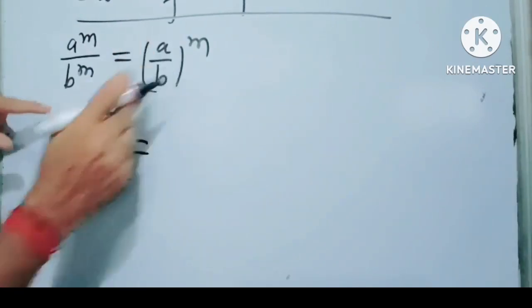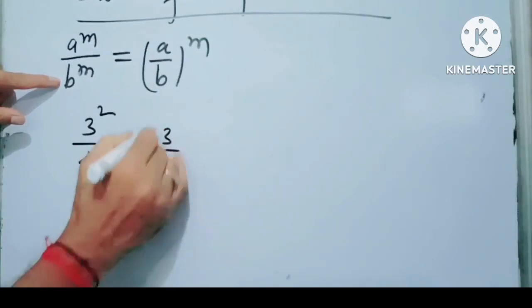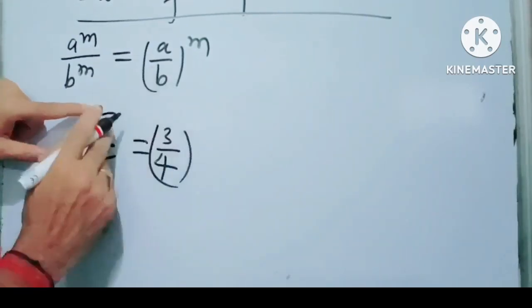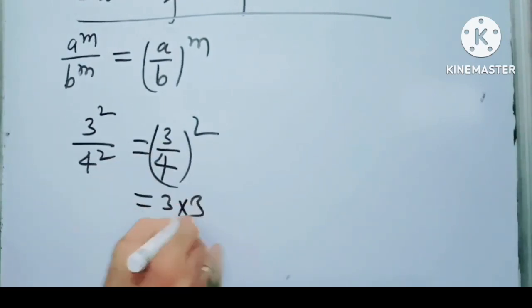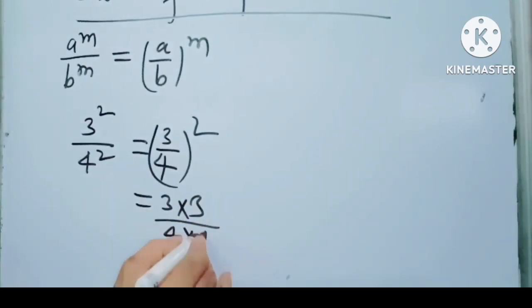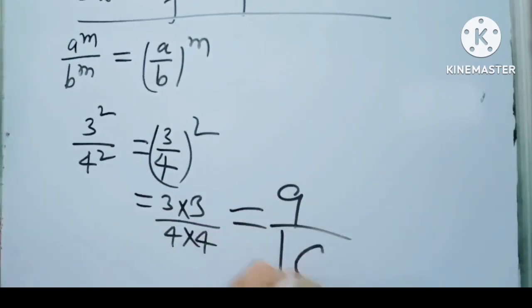Now here a by b, a is what? 3 and b is 4. So a by b equal to 3 by 4. And the power is 2. So 3 is 2 times, 3 multiply 3, and 4 is how many times? 2 times, 4 multiply 4. So we can write it as 3 3s are 9 and 4 4s are 16.